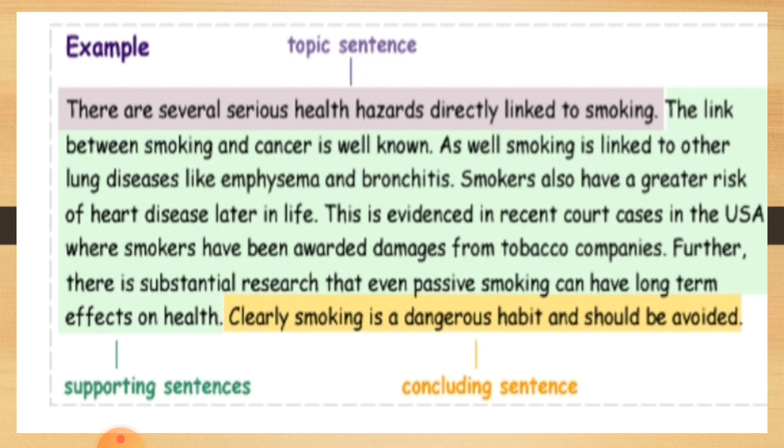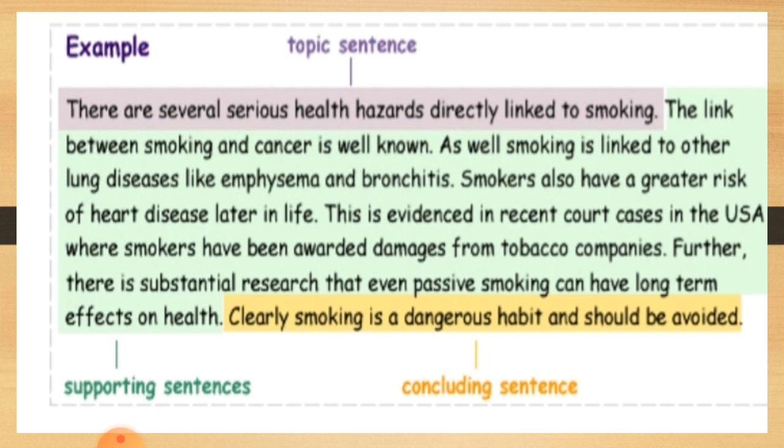So, here we have another sample of a paragraph which is about hazards of smoking, it means the bad impacts of smoking on our health. There are several serious health hazards directly linked to smoking. This topic sentence, which is shown in the pink area, depicts the topic sentence and it is telling what the topic of this paragraph is, what we are going to talk about in this paragraph. So the thing is hazards of smoking, the bad impacts of smoking.